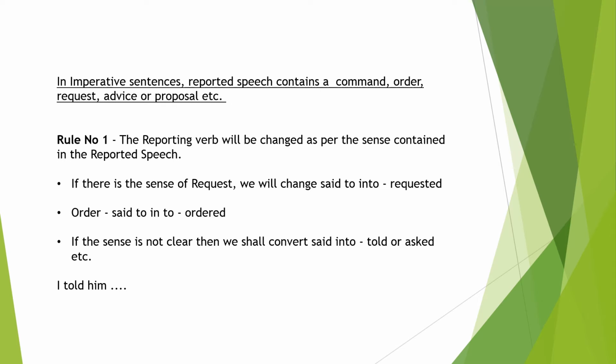Whether there is a request, command, order, or advice. For example, if there is a sense of request, we will change said to into requested. If there is an order, said will be changed into ordered. If the sense is not clear, then we shall convert said into told or asked, like "I told him." So this is how the reporting verb said will be changed into ordered, requested, advised, proposed according to the sense of the given sentence.